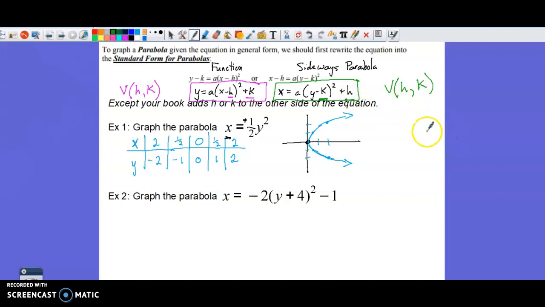So maybe I need to write all those rules down. And I'll talk about a here in a second, but I'm just writing this out. Hopefully you can see this on my screen. That if subtracting k is up, adding k is down, and right here, adding h is to the right, and subtracting h is to the left.